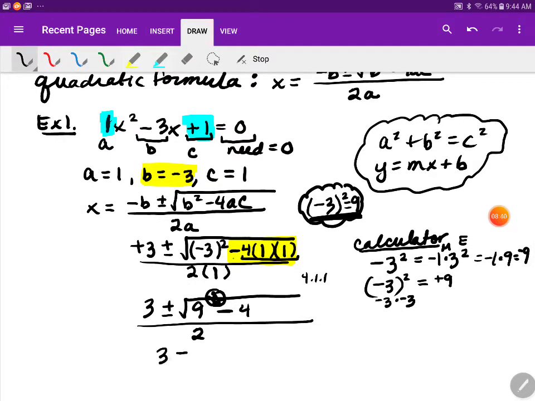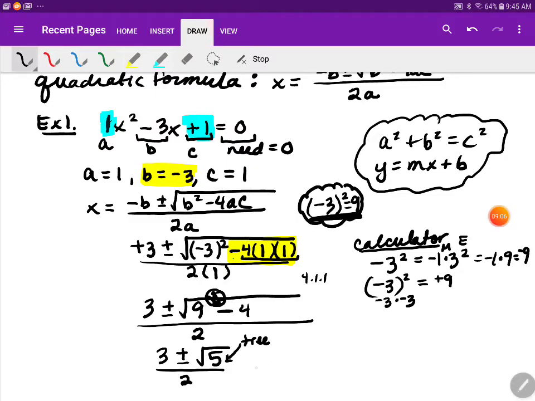Okay, so in the denominator, 2 times 1 is 2. So we get 3 plus or minus the square root of 9 minus 4 is 5, divided by 2. Now the 5, in later problems, we're going to need to make a tree for 5. We're going to need to simplify it. Or sometimes it'll be a perfect square, like 9, and then you know the square root of 9. Or square root of 16, square root of 49, square root of 25.